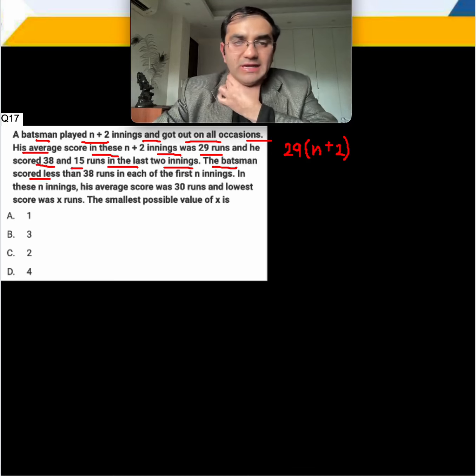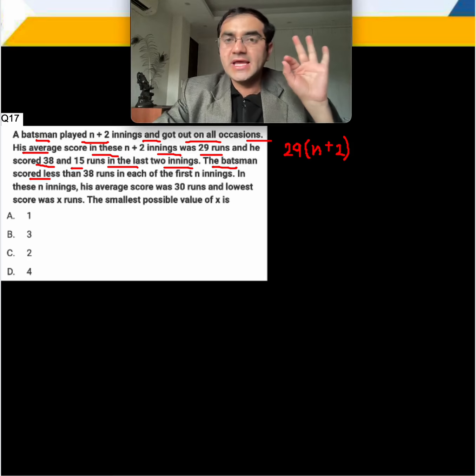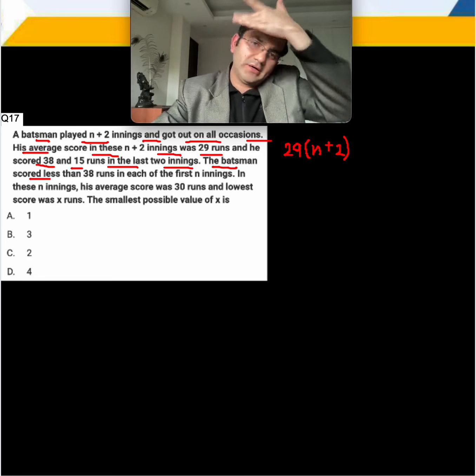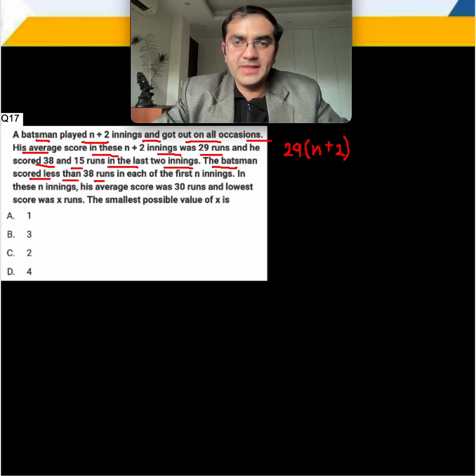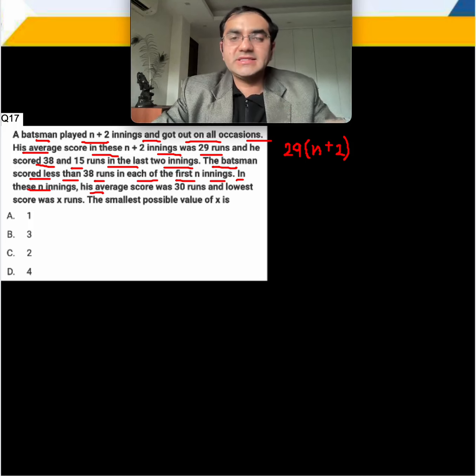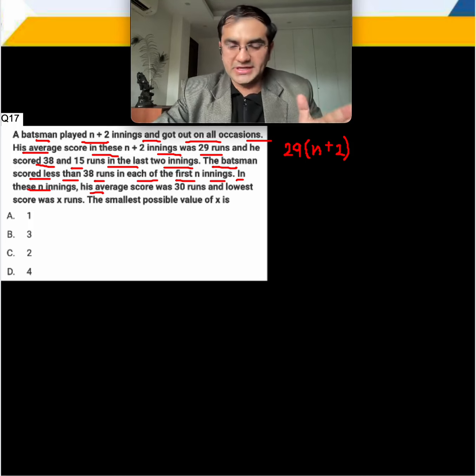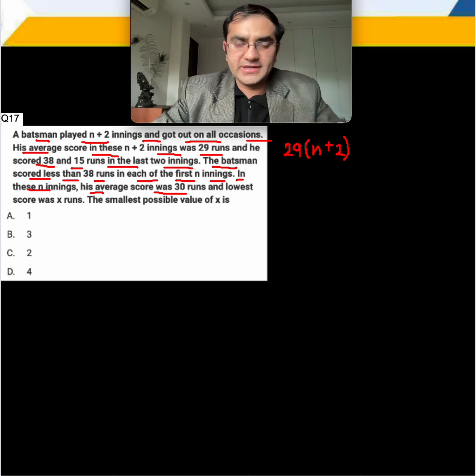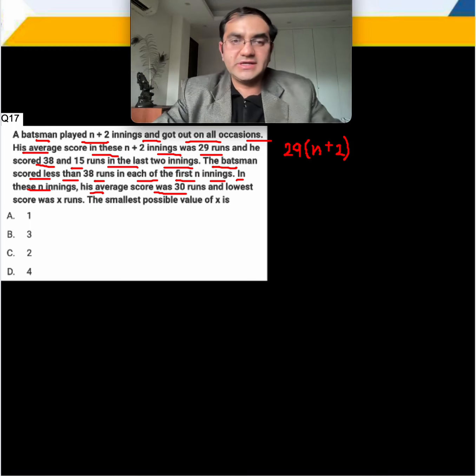The batsman scored less than 38 in each of the first n innings, but it does not say if the scores are distinct. They might have been all of them the same scores. In these n innings, his average score was 30. So now I can write down the total. His average score was 30 and lowest was x. Find the value of x.